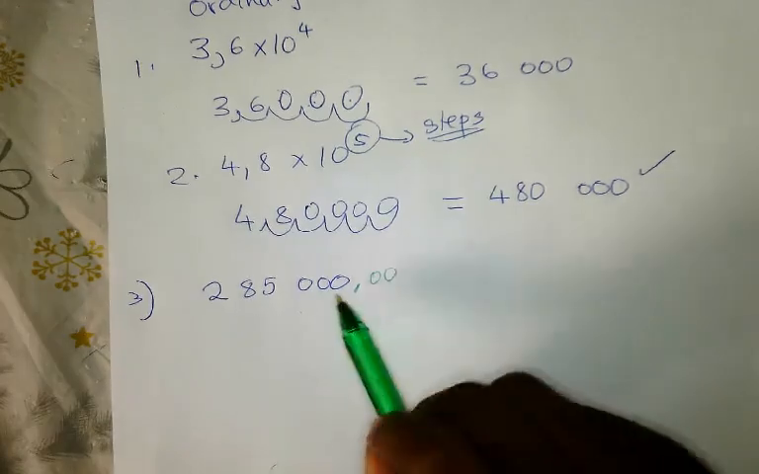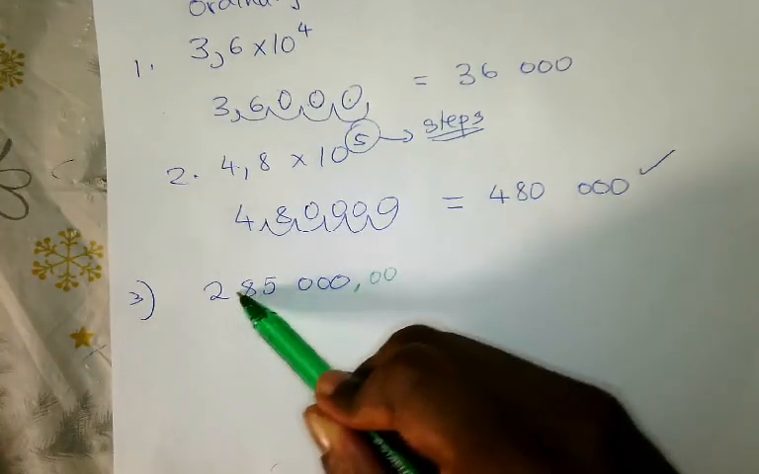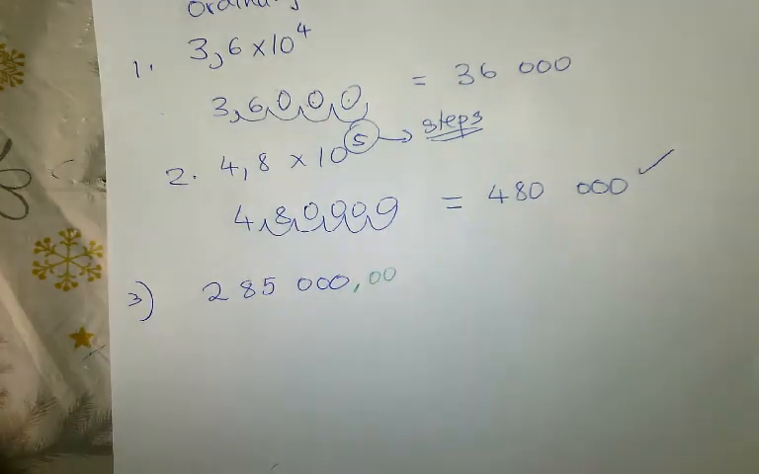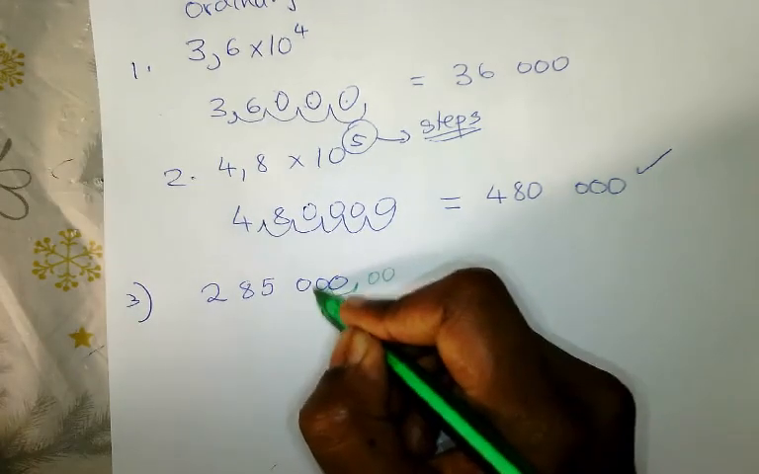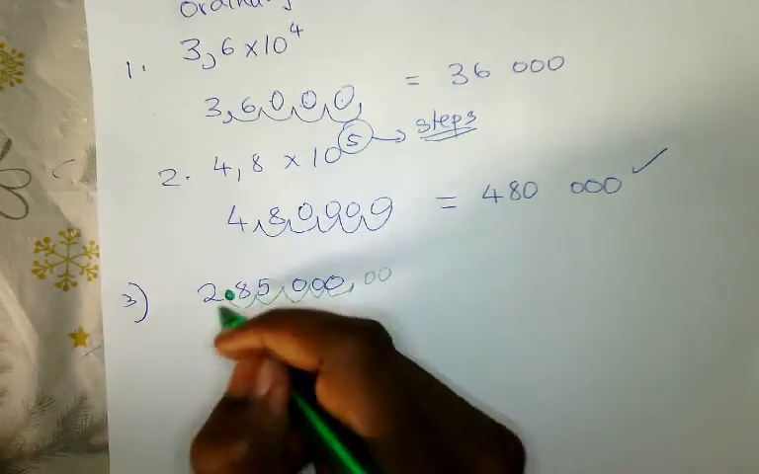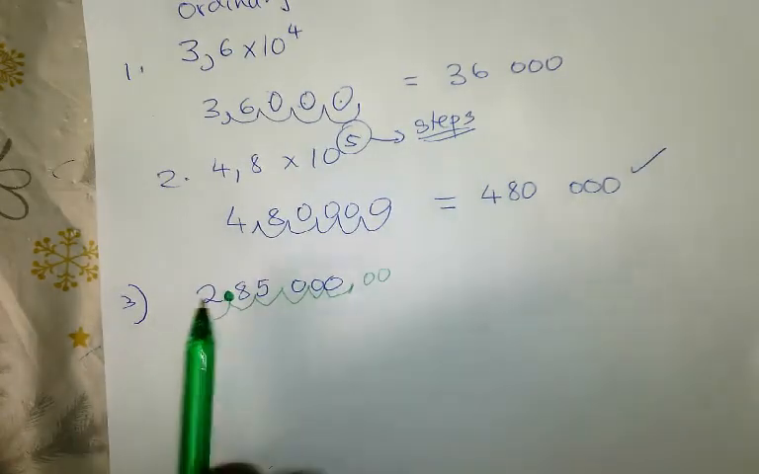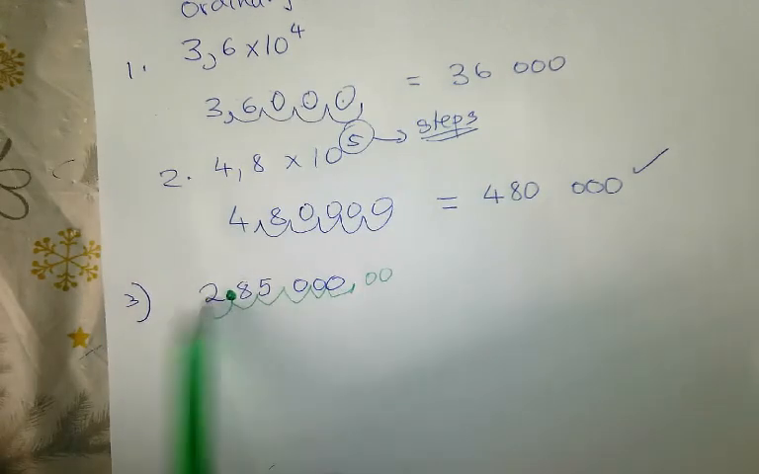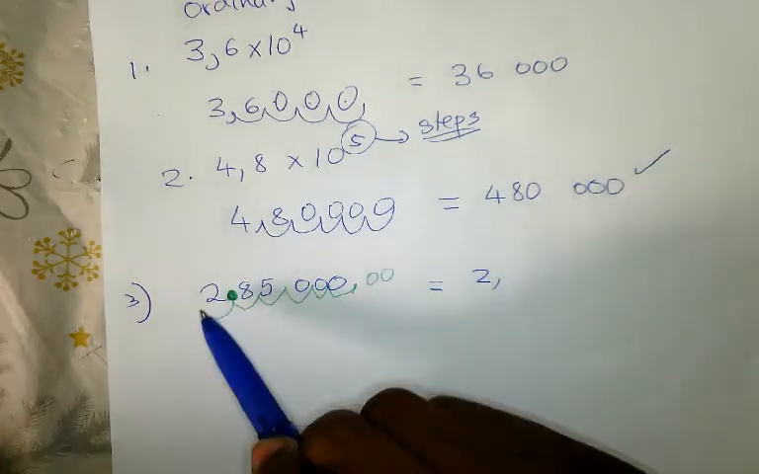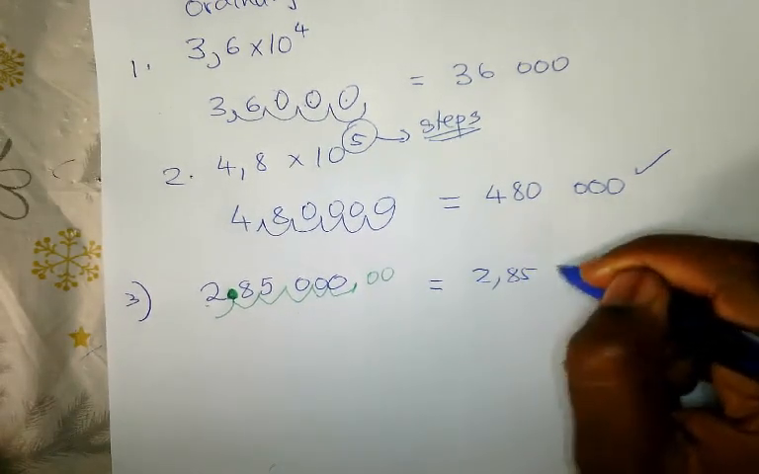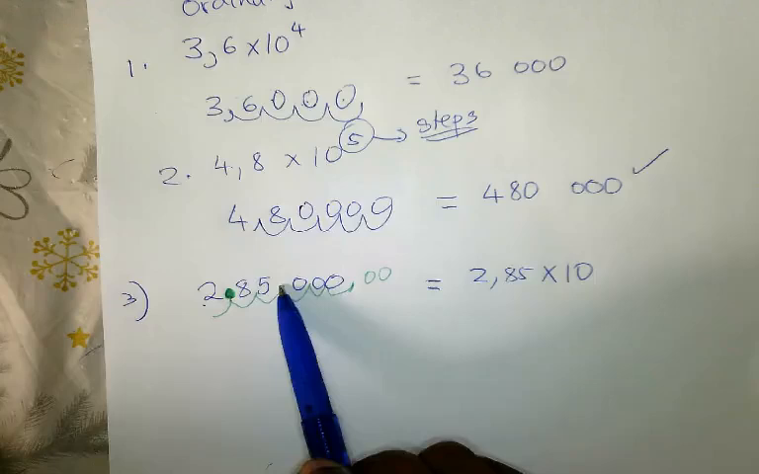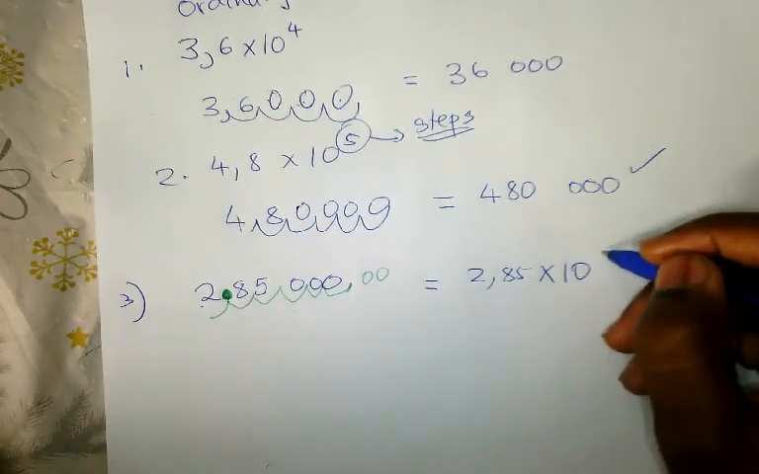So we count how many times we've moved: 1, 2, 3, 4, 5. So our comma is going to be there, so that before the comma there should be one number. So 2,85 times 10. How many steps did we move? 1, 2, 3, 4, 5. Times 10 to the power of 5. So the exponent has to be positive because we are dealing with a bigger number.